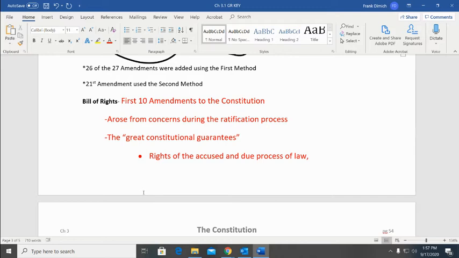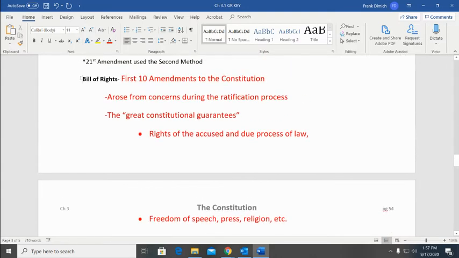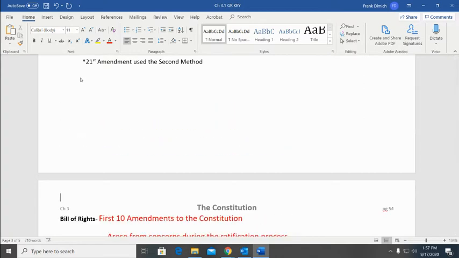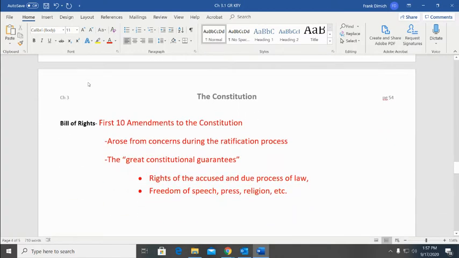As we talked about, the Bill of Rights, the first 10 amendments to the Constitution, arose from concerns during the ratification process that the federal government was going to be too powerful. So they said, we will pass it if we give these great constitutional guarantees. And among them are the rights of the accused, in the amendments near and dear to my heart, 4 through 8: the amendments against illegal searches and seizures, the right to trial by jury, the right to confront your witnesses, to not have to testify against yourself, the right to have an attorney. All of those are constitutional guarantees.